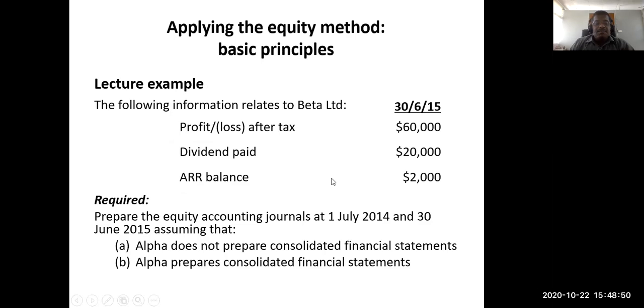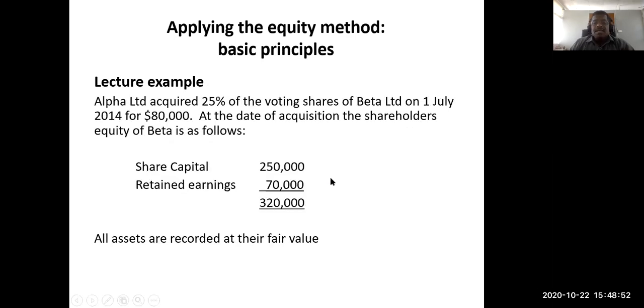Now just look at this lecture example. Alpha Limited acquired 25% of the voting shares of Beta Limited on 1st July 2014 for 80, and at the date of acquisition the shareholders' equity of Beta is as follows. All assets are recorded at fair value. So you acquired the shares of Beta Limited for rupees 80,000.